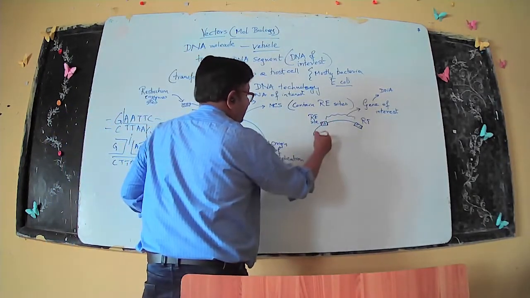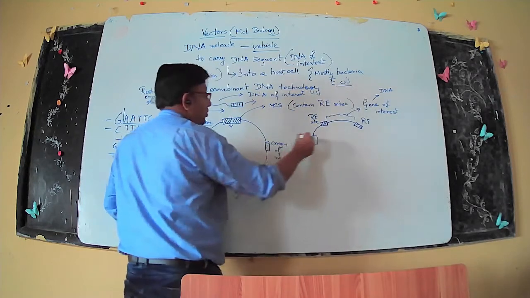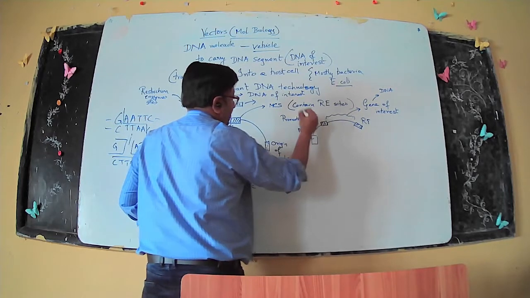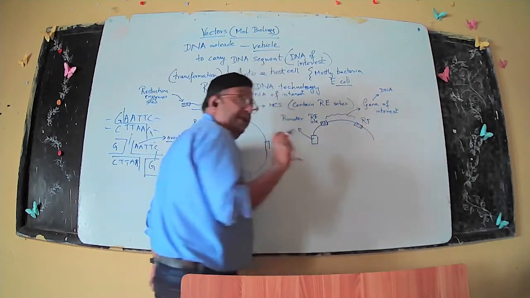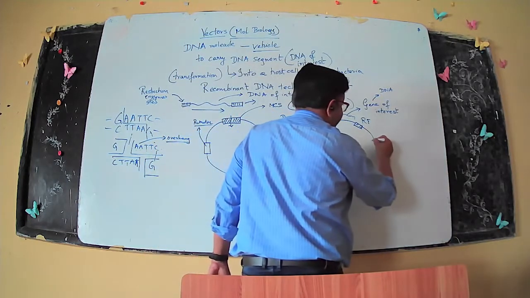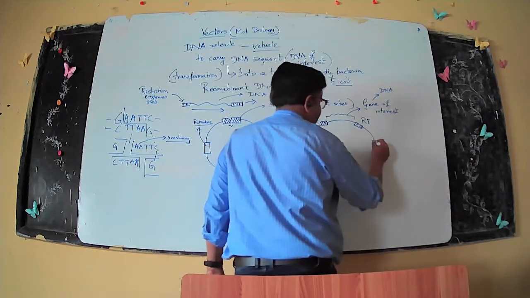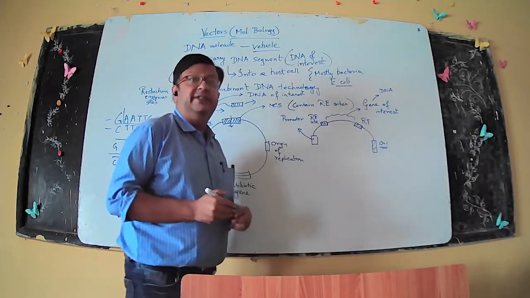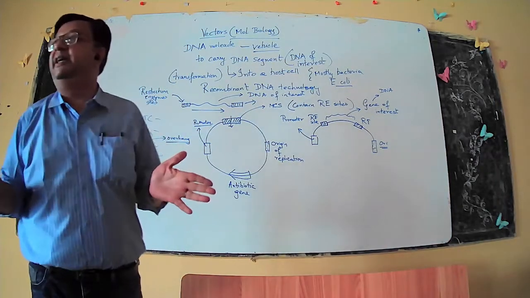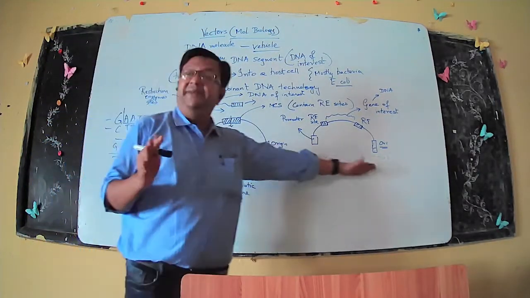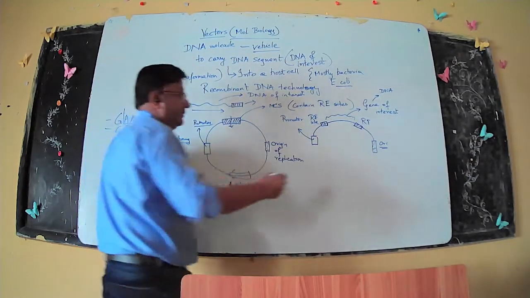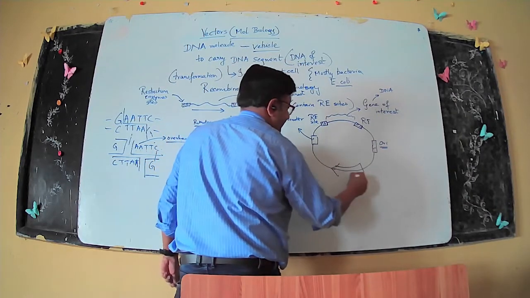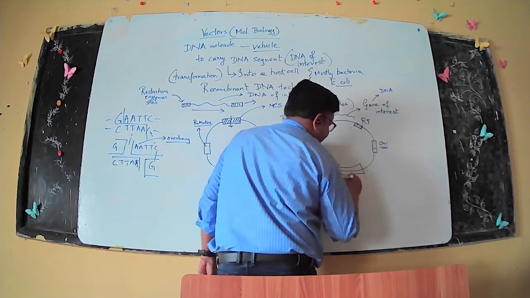And you have the promoter region. For replication inside the cell using the host machinery, you must have the ORI sequence. This is the origin of replication sequence. If this doesn't happen, the plasmid won't be able to replicate. This sequence is needed for plasmid replication. And of course, you will have your antibiotic resistance gene.